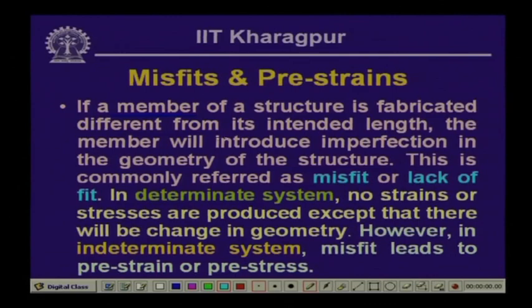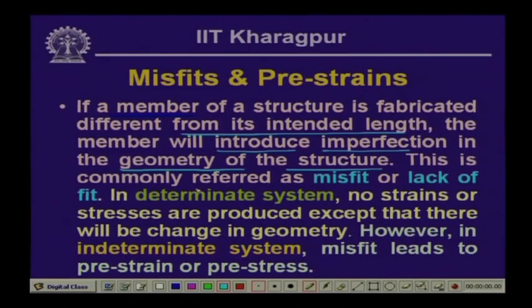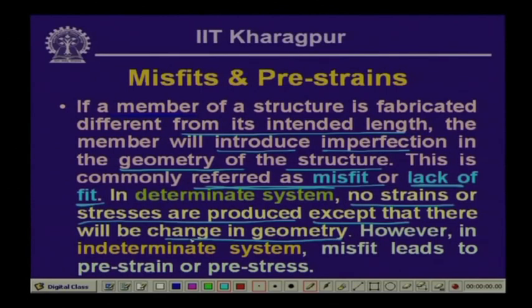from its different from its intended length, then the member will introduce imperfection in the geometry of the structure. Now, this is commonly referred as misfit or lack of fit. Now, for a determinate system, no strains or stresses are produced, except that there will be change in geometry. This aspect I had discussed last time.